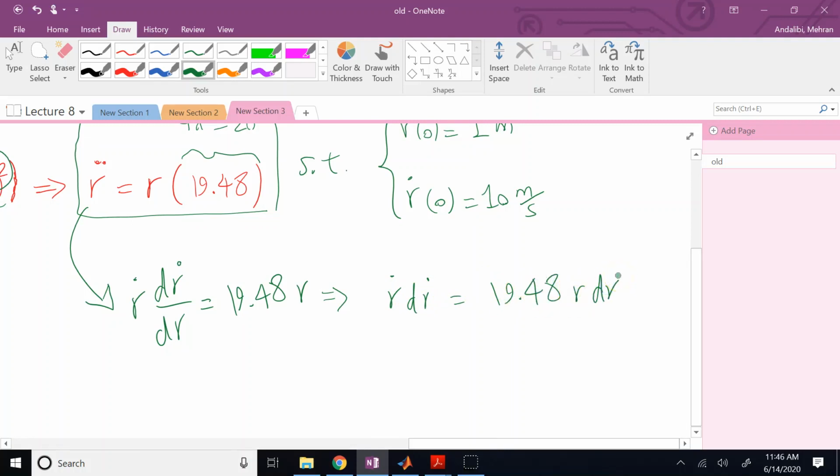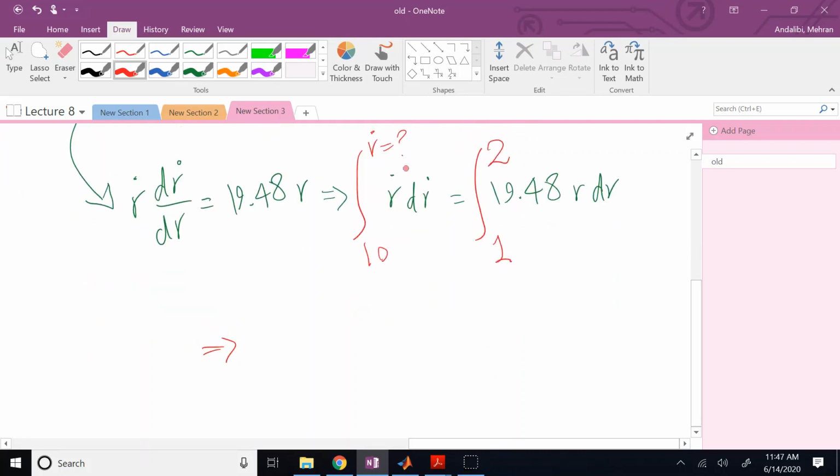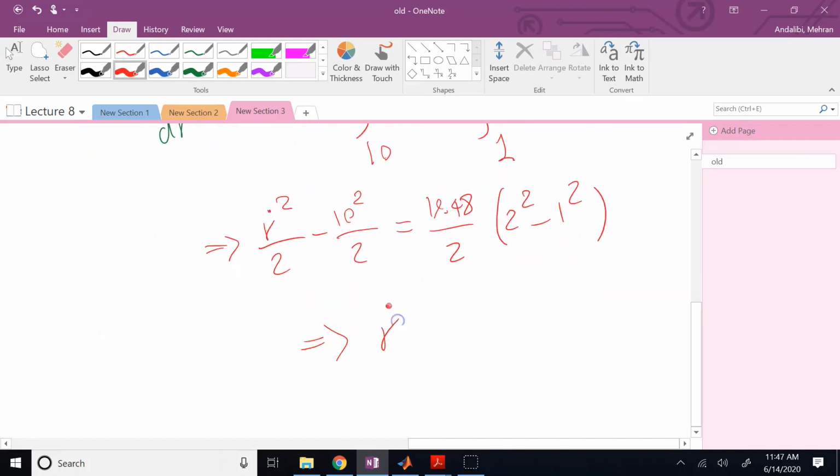So you're going to get this one. Then you can integrate both sides, from initial r, which is 1, to the final r, which is 2, and from initial r dot, which is 10, to the final r dot, which I don't know. Clearly the left hand side is the integral of r dot dr dot, so it's going to be r dot squared over 2 minus 10 squared over 2. This is going to be 19.48 over 2 times r squared, so 2 squared minus 1 squared.